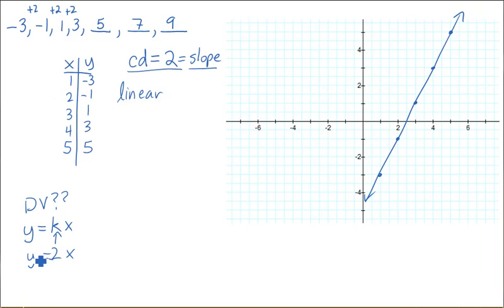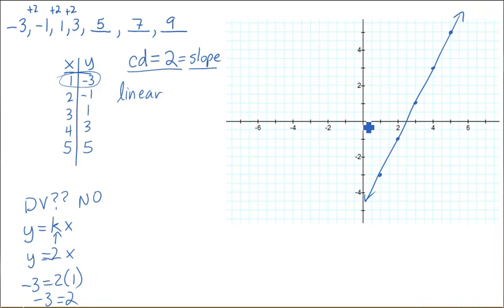So let's check. Take any one of your points. It doesn't matter which one. Take any one of those points and plug it in. Just for the sake of it, let's take the first point. So that's negative 3 equals 2 times 1, and you get negative 3 equals 2. Obviously, that is not true. Therefore, it is not direct variation.